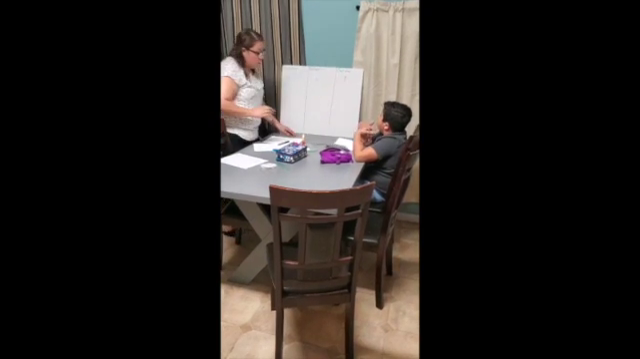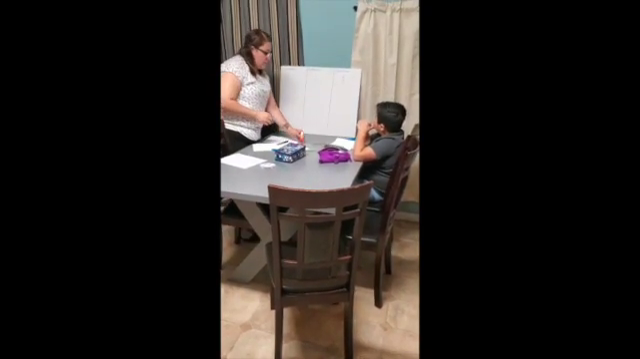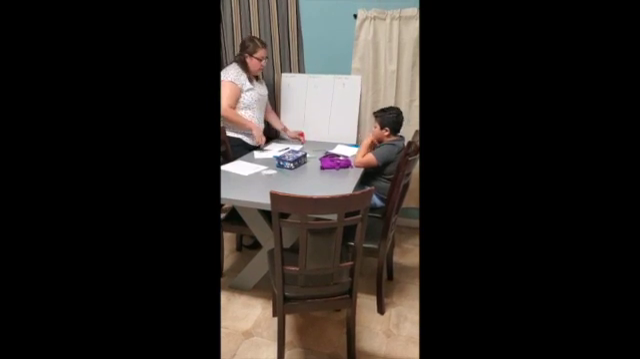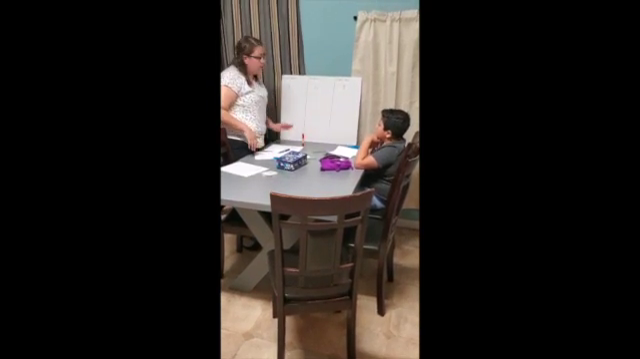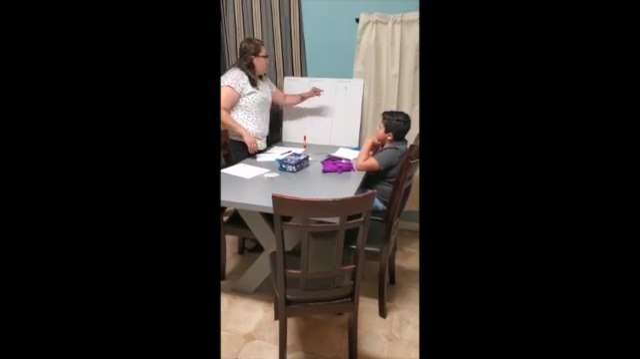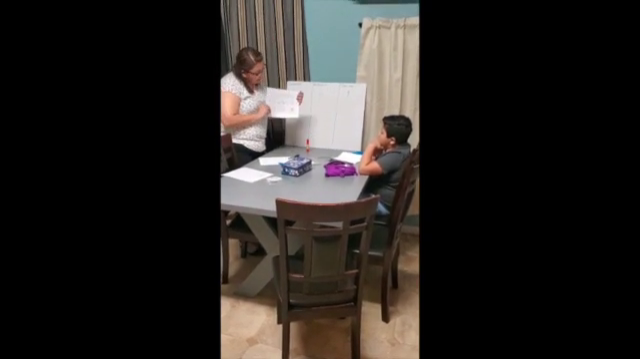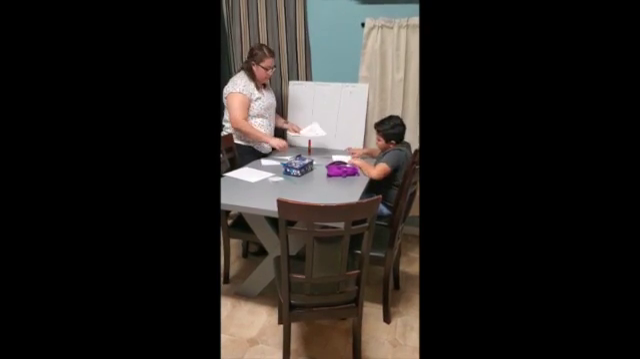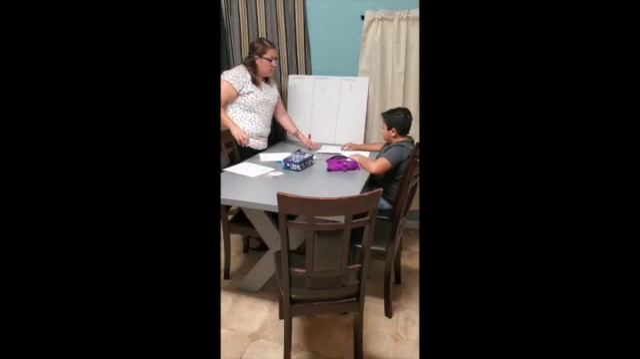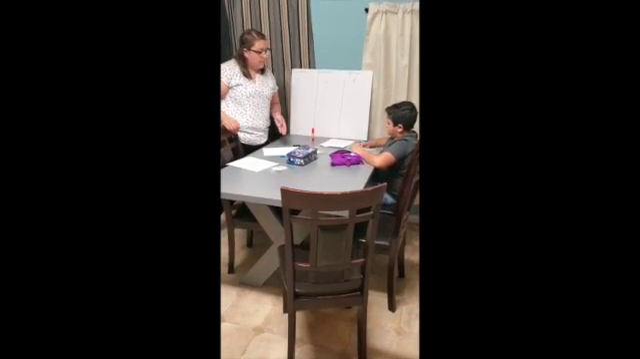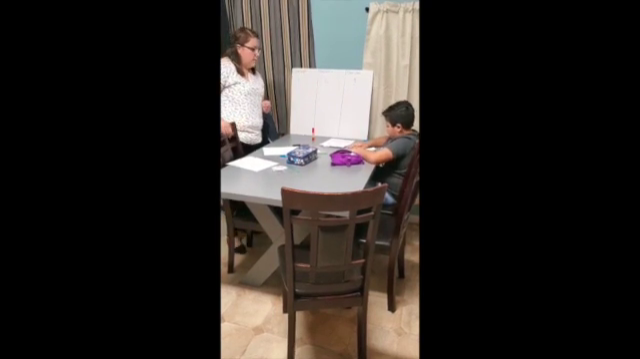Okay, good job. So I'm going to want you to do the same thing on your paper. Divide it into 3 different sections, title each section, and sort out the pictures that I gave you, okay? Here you go. You can start by separating your paper. Go ahead and label it.